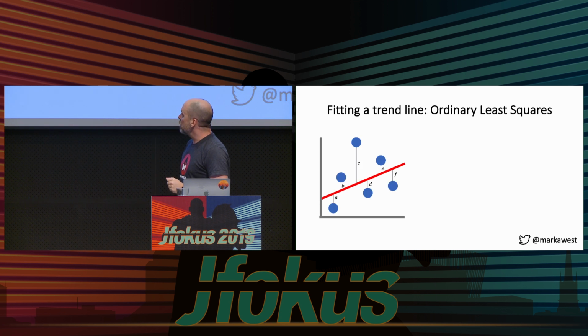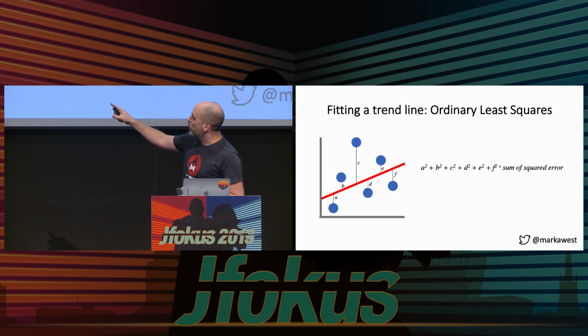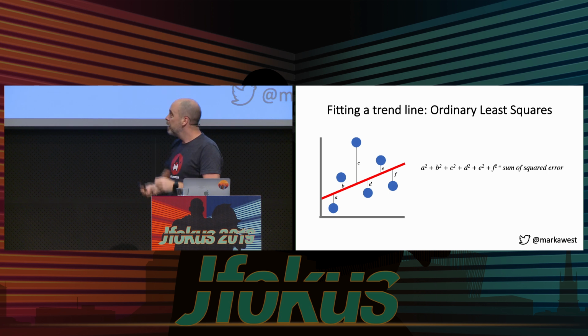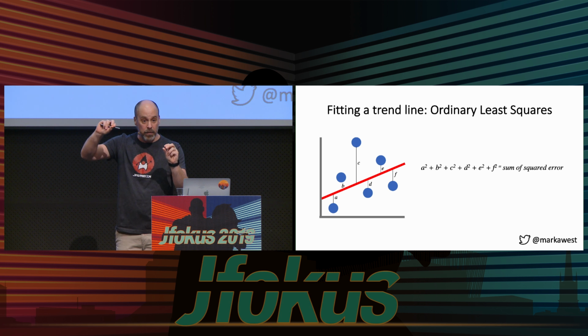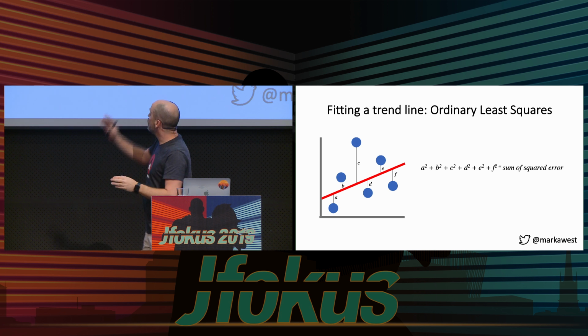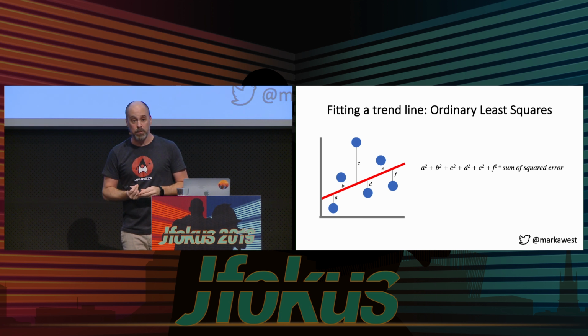And basically what that's doing is it's going to draw a line between all your data points, and it's going to measure the distance each data point is away from the line, square it, and add them together. And this is what is called the sum of squared error. And what linear regression tries to do is reduce the sum of squared error by moving the line, the fit, up and down to try and reduce the sum of squared error as much as possible.